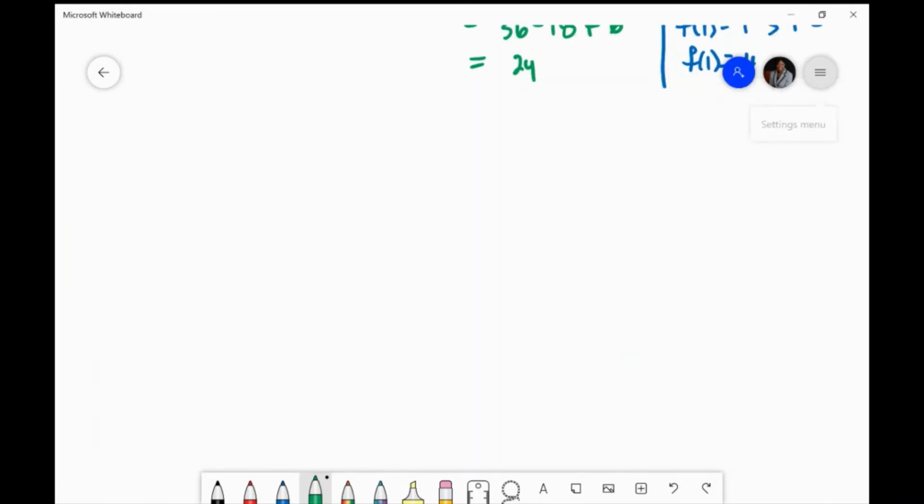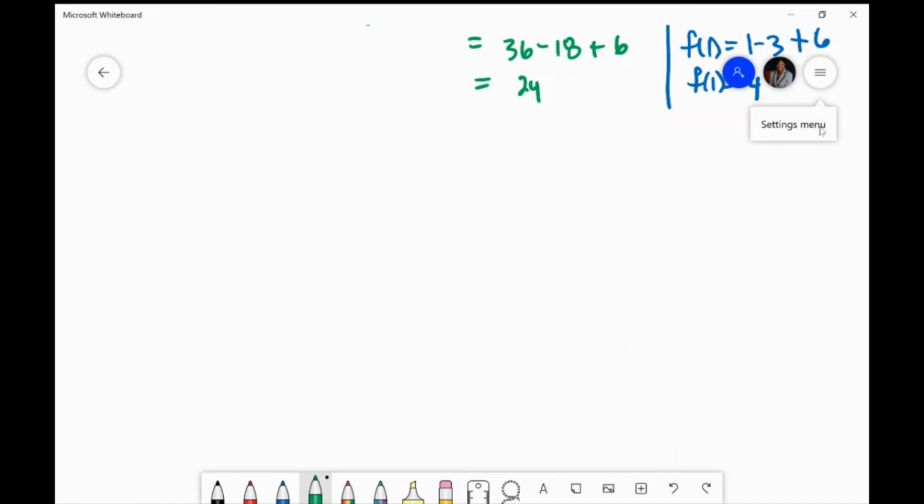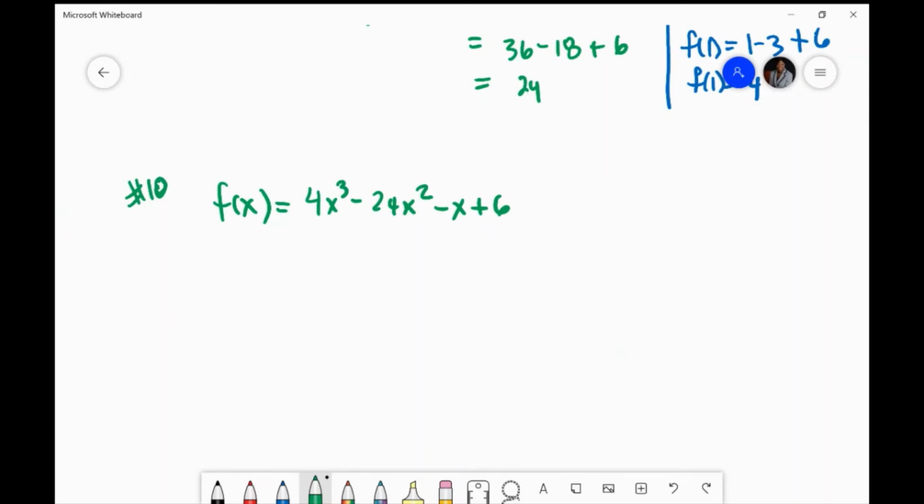All right, so f of x, number 10, y'all. f of x equals 4x cubed minus 24x squared minus x plus 6. And we are finding the zeros, or what did they ask you to do? Let me scroll up. Yes, ma'am. Find the zeros of the function algebraically. All right, find the zeros.